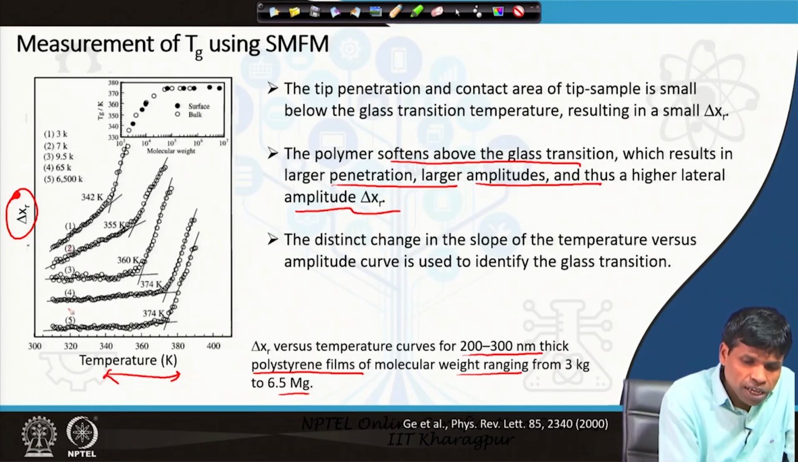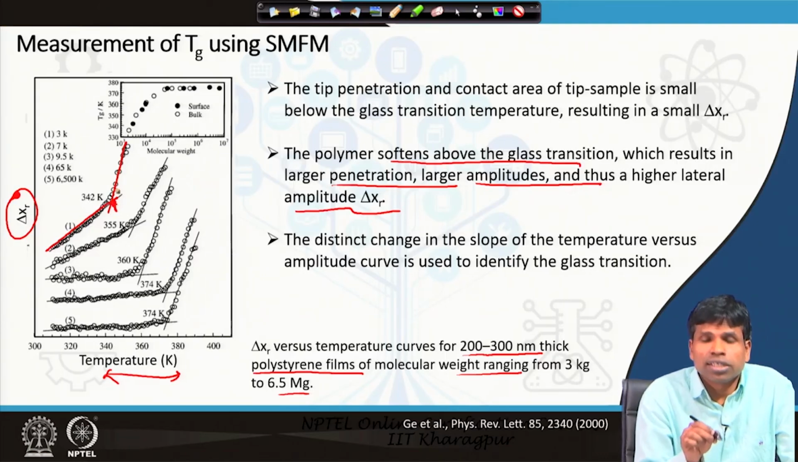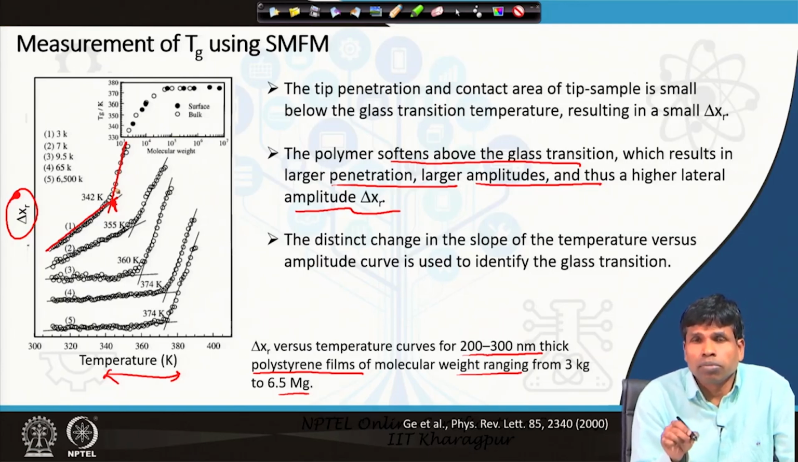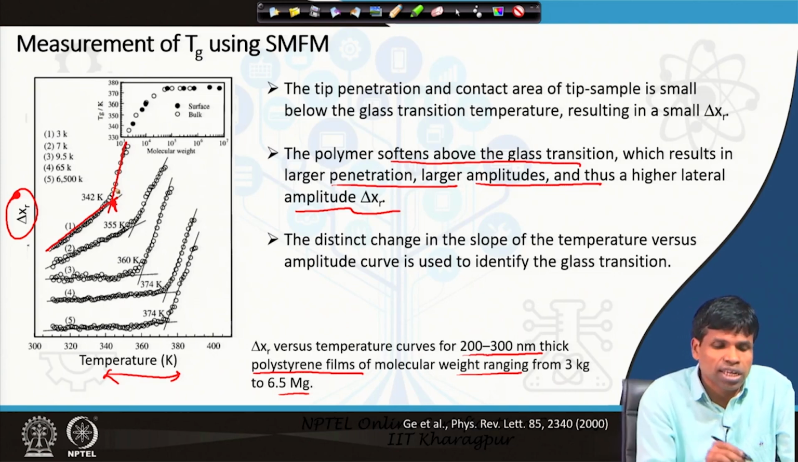As you see, in this curve we have two different slopes. One slope is going here, another slope is going here. These two lines intersect here, and this is the temperature at which a hard and brittle material becomes a soft and rubbery material. This is the glass transition temperature.